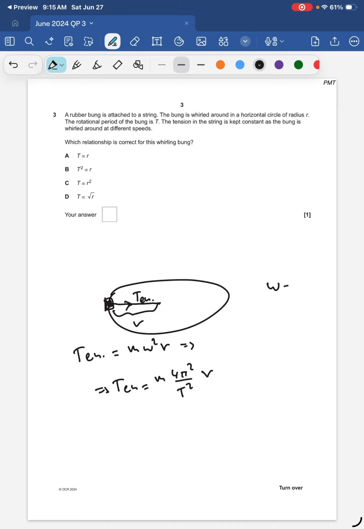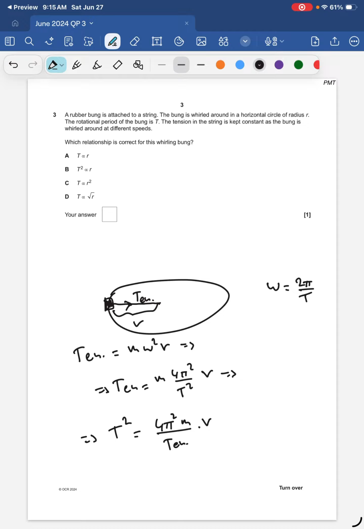So tension can also be written as m times 4 pi squared over the period squared times r, because omega is 2 pi over the period. Okay, so we have to solve for the period. So T squared is 4 pi squared times the mass over the tension times the radius.